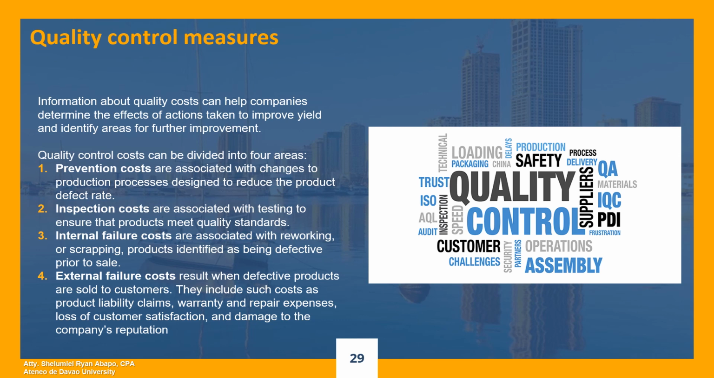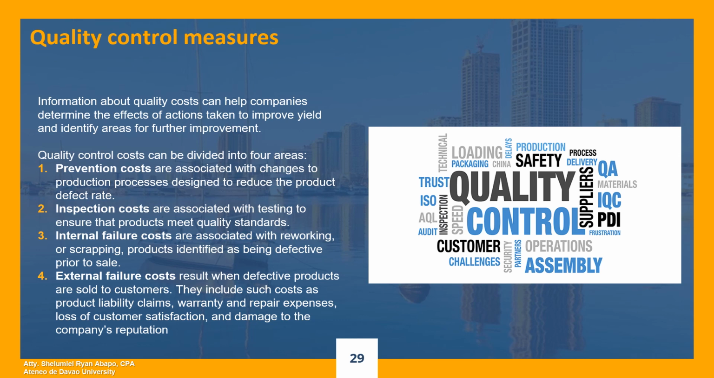Now, what are the quality control measures that can be introduced? Information about quality cost can help companies determine the effects of actions taken to improve yield and identify areas for further improvement. So if you notice, quality control cost can be divided into four areas. We have prevention cost, inspection cost, internal failure cost, and external failure cost. The ultimate objective of quality control is to get it right the first time by manufacturing products that meet the customer specifications. This often requires trade-offs among the four quality cost categories.